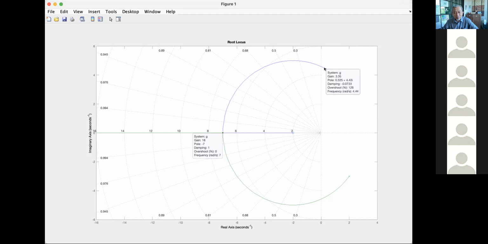You have to move the cursor. Speak English please, we have Arab brothers. We have to move the cursor exactly to the imaginary axis point. Okay, so I copy it in WhatsApp and then we come back to the slides.